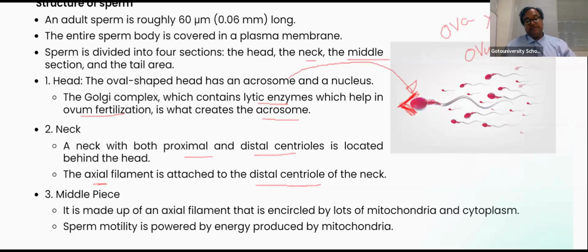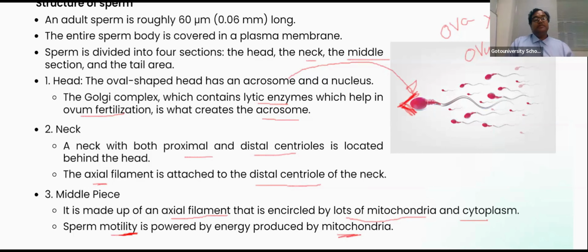If you're talking about the middle piece, which is made up of the axial filament, that is inside, it has a lot of mitochondria and cytoplasm. Around the mitochondria and cytoplasm, this axial filament exists, right? As I already told you, motility needs flexibility. Whenever I'm moving, I need the flexibility given by the filament, whereas the energy is given by mitochondria through ATP breakdown. So be very careful with all these things.